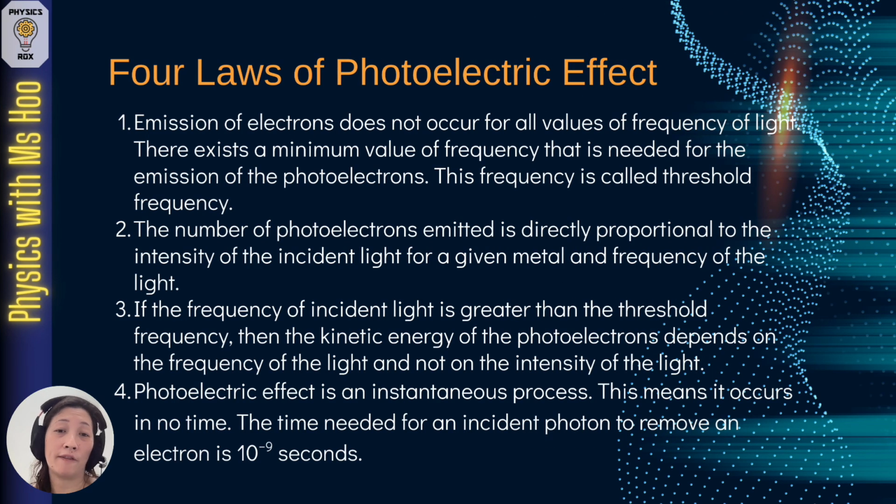So now that you know what the photoelectric effect is, you do need to be aware of the four laws of the photoelectric effect, which is basically a summary of whatever you have just learned. Number 1, the emission of electrons does not occur for all values of frequency of light. There exists a minimum value of frequency that is needed for the emission of the photoelectrons, and this frequency is called the threshold frequency. Number 2, the number of photoelectrons emitted is directly proportional to the intensity of the incident light for a given metal and the frequency of the light. Number 3, if the frequency of incident light is greater than the threshold frequency, then the kinetic energy of the photoelectrons depends on the frequency of the light and not on the intensity of the light.